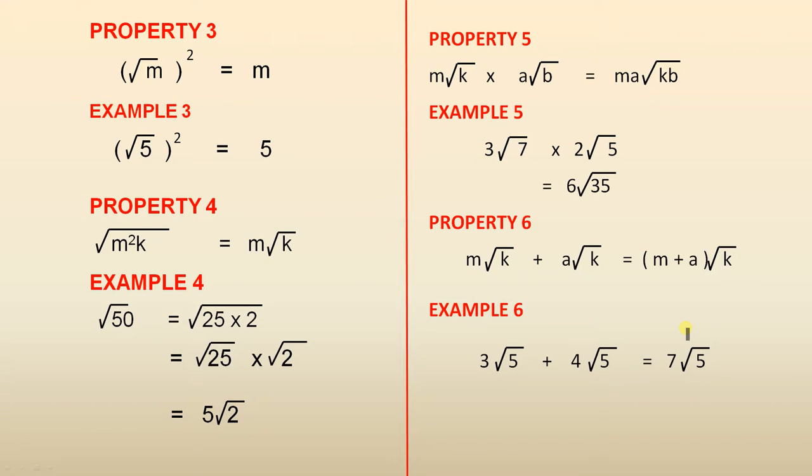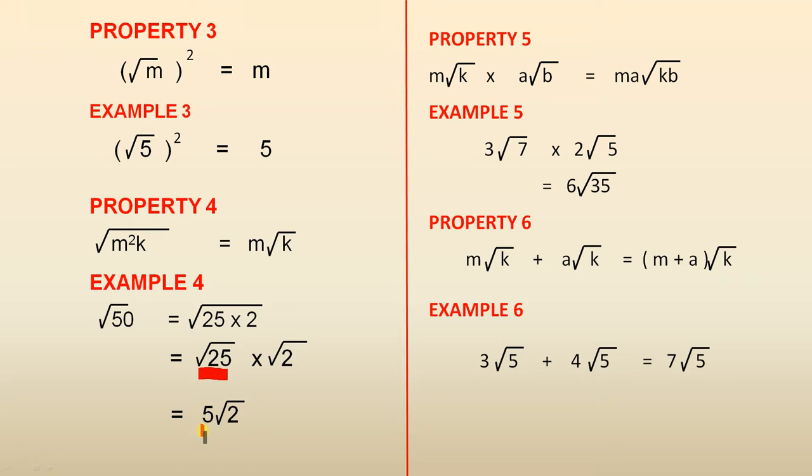Property 3: the square root of m all squared is m. Very straightforward. The square root of 5 all squared is 5. Property 4: the square root of m squared k equals m the square root of k. So the square root of 50 equals the square root of 25 by 2, which is the square root of 25 by the square root of 2, which is 5 the square root of 2, because the square root of 25 is 5.